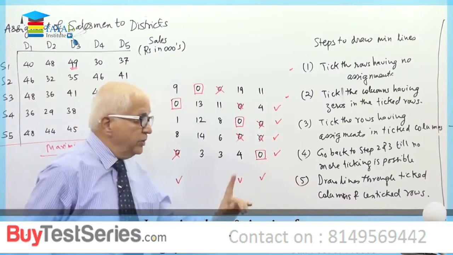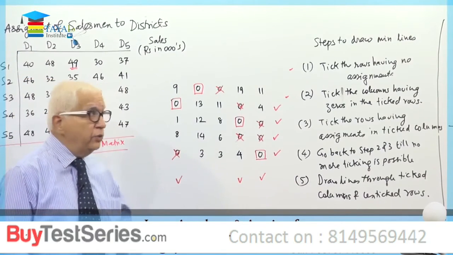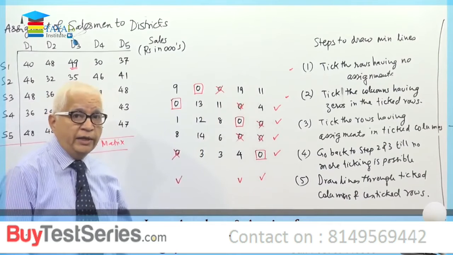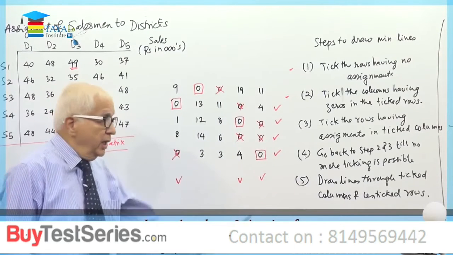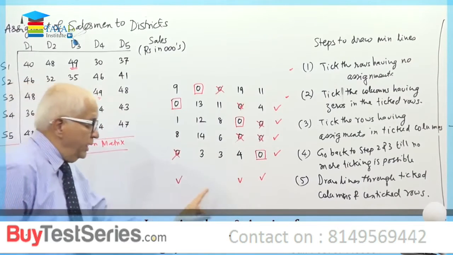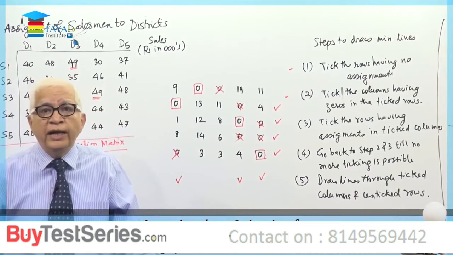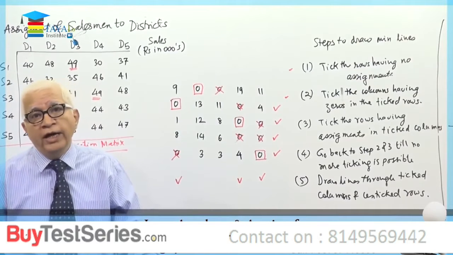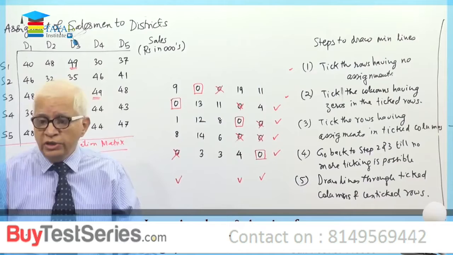Draw lines through ticked columns and unticked rows. How many unticked rows are there? Only one unticked row is there. Only the first row has not been ticked. All other rows have already received a tick. In other words, unticked row is only 1. So horizontal line is only 1 and vertical lines will be 3. In other words, 3 vertical and 1 horizontal line will make it totally 4 lines. And 4 lines will be able to cancel all the zeros in this matrix.